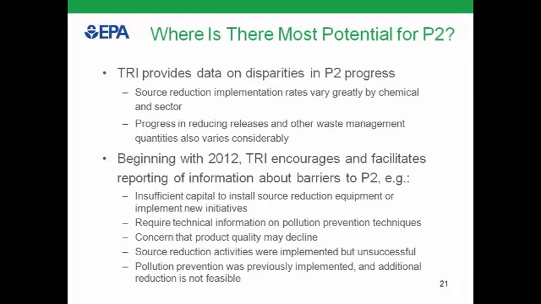First, we have data on discrepancies in the amount of progress that's being made by different facilities, or for different chemicals, for different sectors. That could be in terms of how frequently different sectors report source reduction activities and how much the numbers have gone down. I'll illustrate that point in a second. But also, like I mentioned before, beginning with 2012, we're encouraging facilities to share more information about barriers to P2. It'll be interesting to see how much information we get there, but that might be another resource in terms of identifying technical assistance needs.